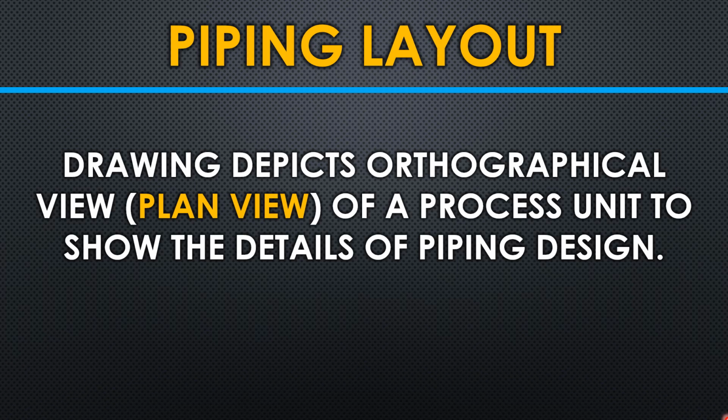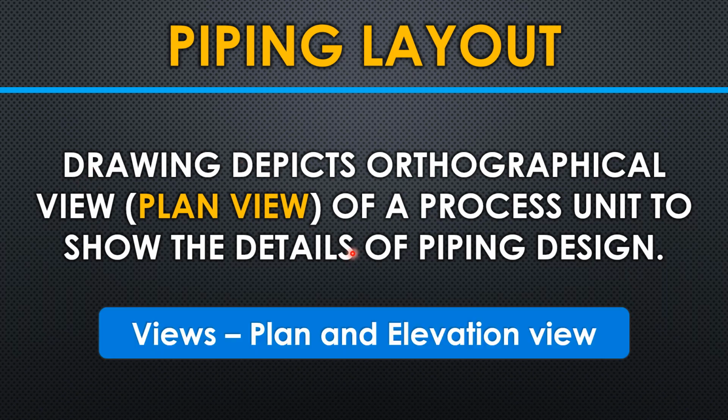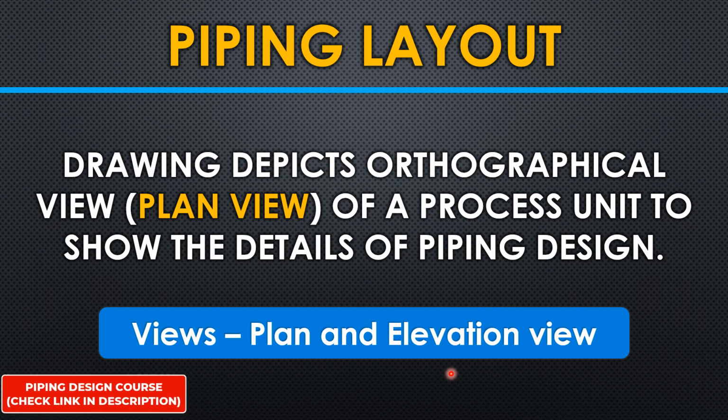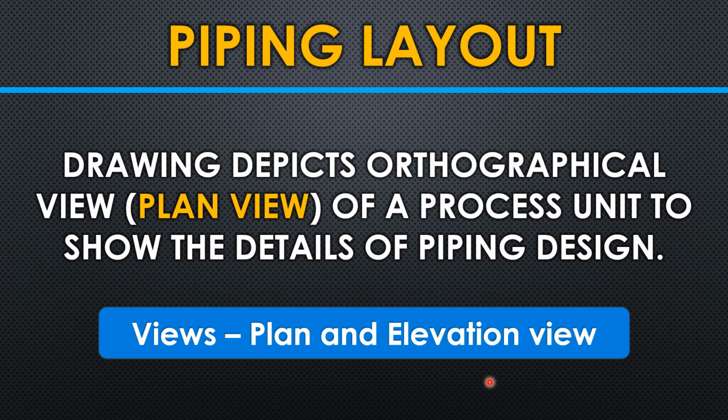Let's see what is piping layout. Piping layout is a drawing that depicts an orthographical view, which is basically a plan view of a process unit to show the details of piping design. Generally, this plan view also consists of a sectional elevation view to show more details about certain areas which you cannot cover through the plan view. So piping layout is a drawing that actually details the piping design information of one particular area of the layout. We will try to understand in more detail in the coming slides.